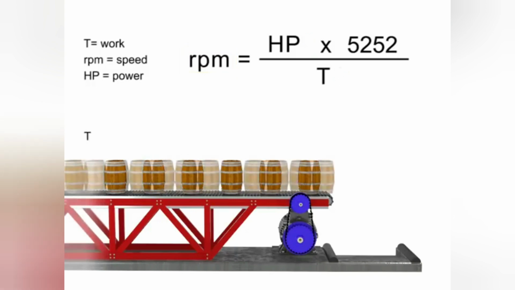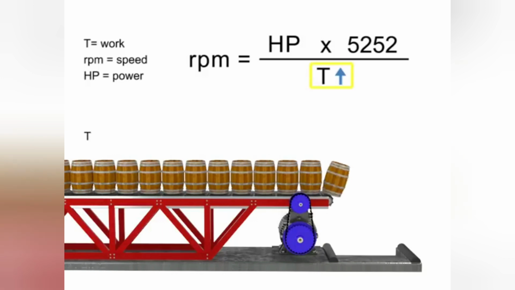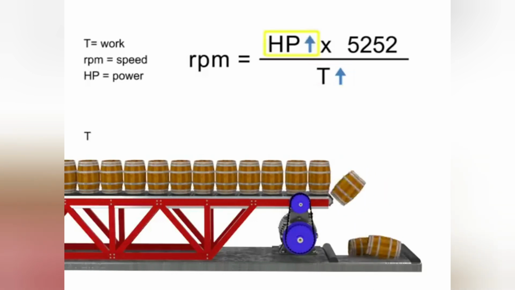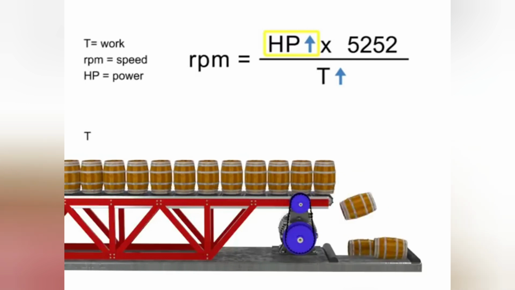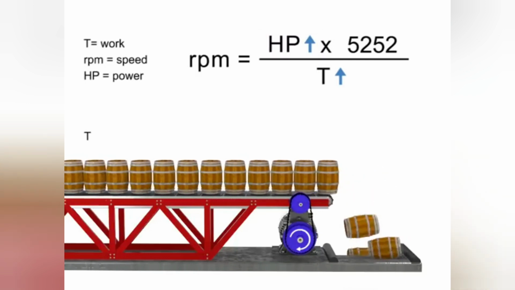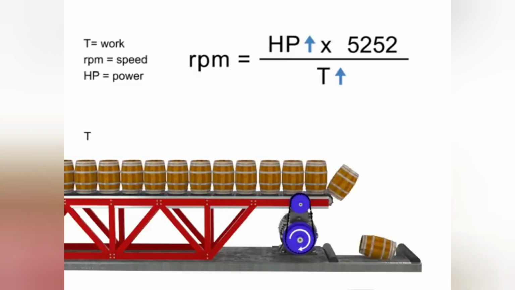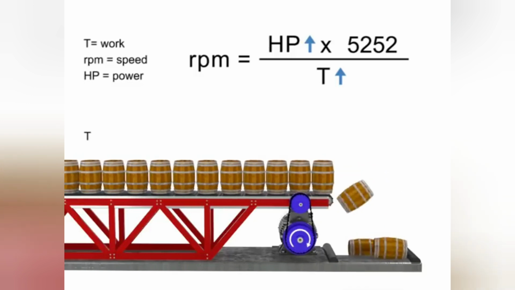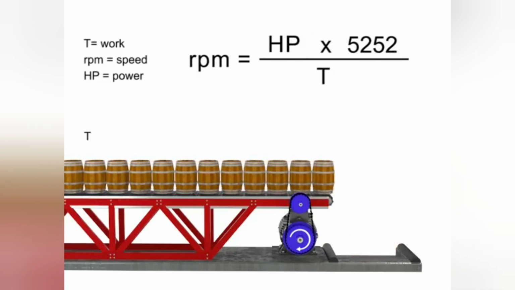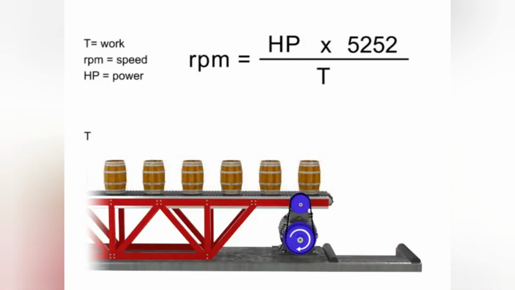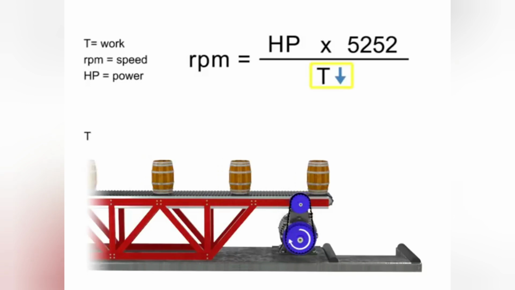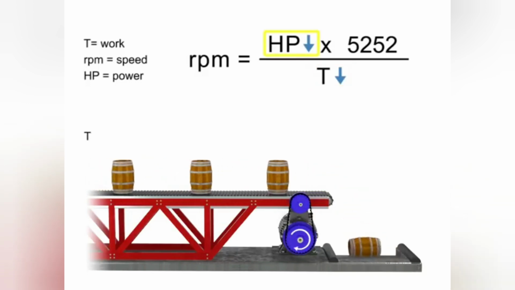Let's say we want production to increase, but the speed of the conveyor to remain constant. If torque increases, horsepower also increases to compensate. This means a more powerful motor is needed to produce more torque at the same speed. Similarly, the opposite is true. If we wish speed to remain constant and decrease torque, then horsepower also decreases.